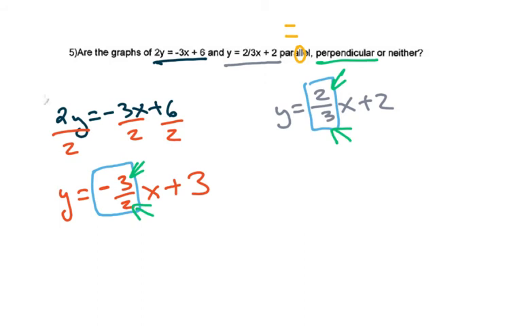And then the second part of perpendicular, are they opposite? Opposite just means that one is negative and one is positive. Is that what's going on? Well, we can see here that this is negative. We can see here this is positive. So the answer is yes, it is perpendicular.